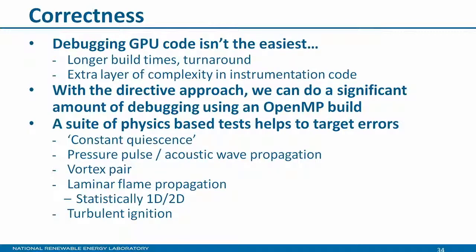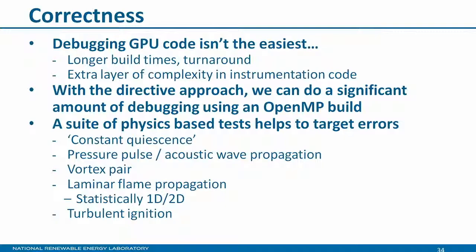Let's step back. This has been pretty major changes. It's not a large code in terms of CFD solvers, but there's still close to 100,000 lines of code in this, and we're making some structural changes. One of the nice things about the hybrid approach and using directives, at least from my perspective, is that I find it a lot easier to debug OpenMP codes than I do GPU codes, and we can get a lot of stuff correct there, and then when we move to the GPU, there's less things to debug.